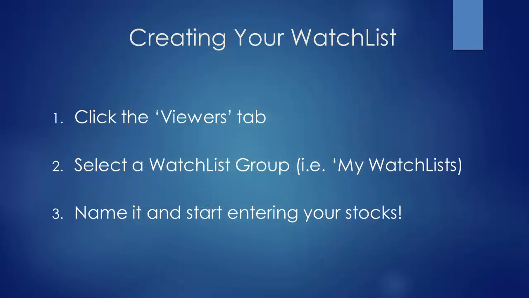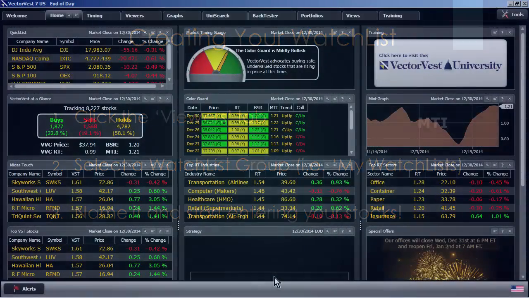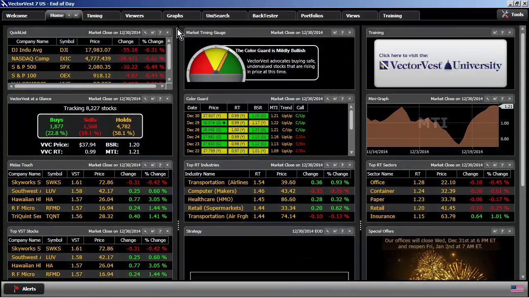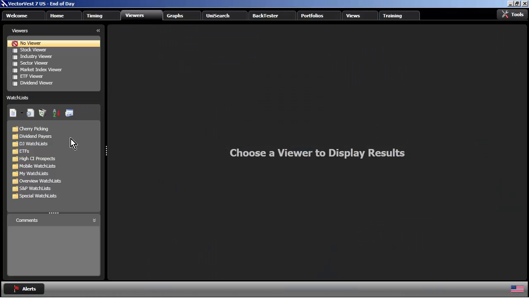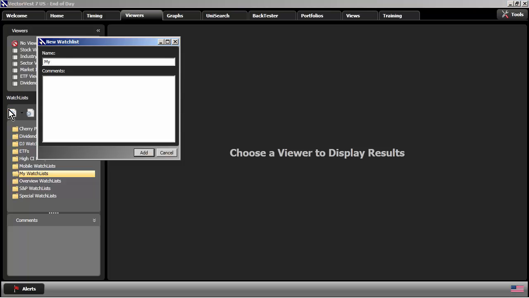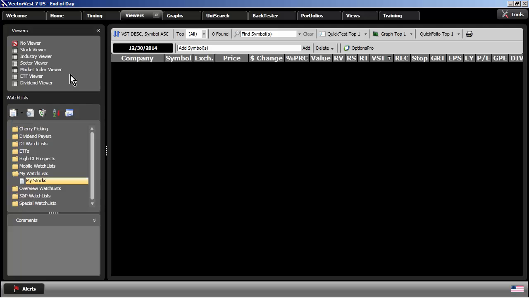Believe it or not, there's only one tool we need to do all this analysis, and that's a VectorVest Watchlist. It'll show us what a stock is really worth, how safe it is, and when to buy, sell, or hold. All you're going to do is click on the Viewers tab, select a watchlist group like this My Watchlist folder, click New, give it a name, and then start entering your stocks. I'm just going to enter some popular ones here.